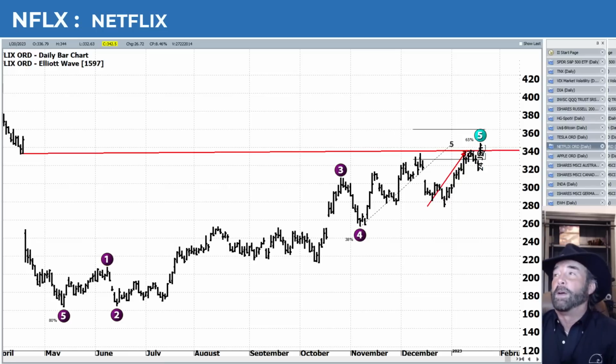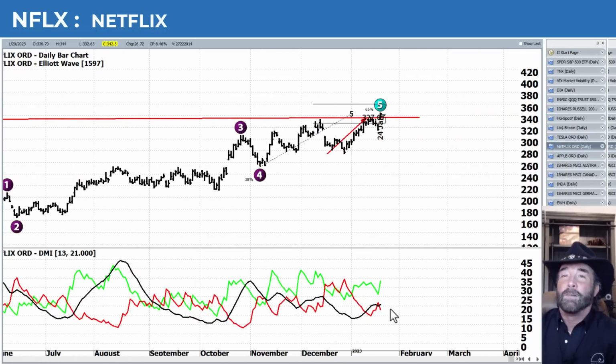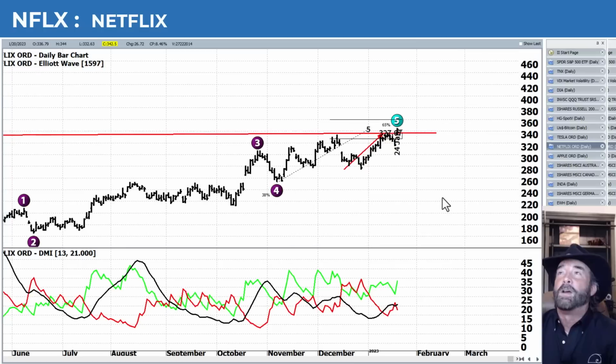We'll see where it can go from here. When you have this kind of action, I like to look at the DMI, and wow, if the ADX can turn up and the positive directional indicator turn up and the negative continue to turn down, I want to see another day or two out of that. We could have an extended move here in the wave 5.